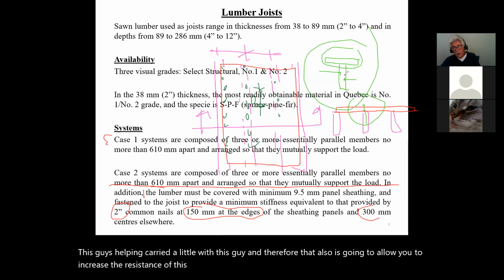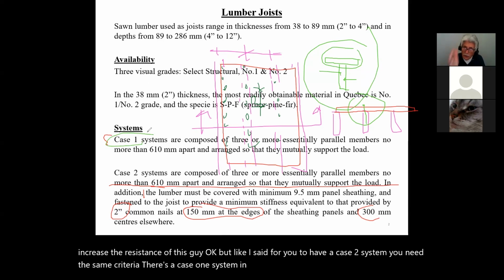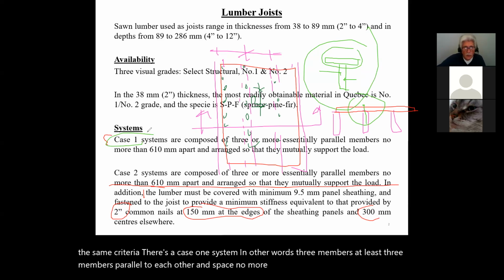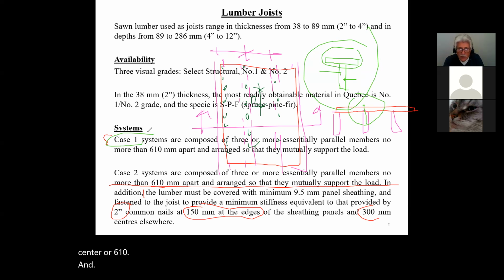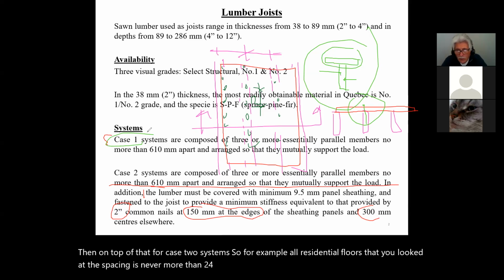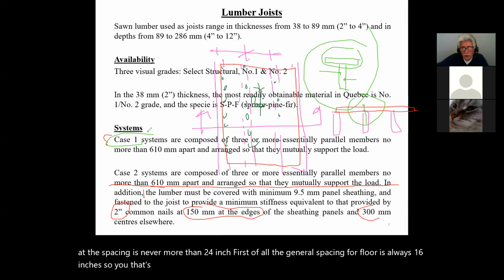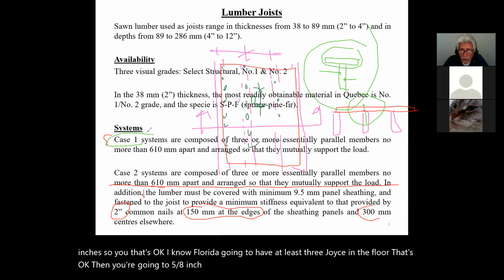Okay? But like I said, for you to have a case 2 system, you need the same criteria as a case 1 system. In other words, at least three members parallel to each other, and spaced no more than 24 inches on center, or 610. And then on top of that, for a case 2 system, so for example, all residential floors, you'll look that the spacing is never more than 24 inches. First of all, the general spacing for floors is always 16 inches, so that's okay. In a floor, you're going to have at least 3 joists in the floor. That's okay. Then you're going to have 5/8-inch plywood, which is the typical thickness for a subfloor.